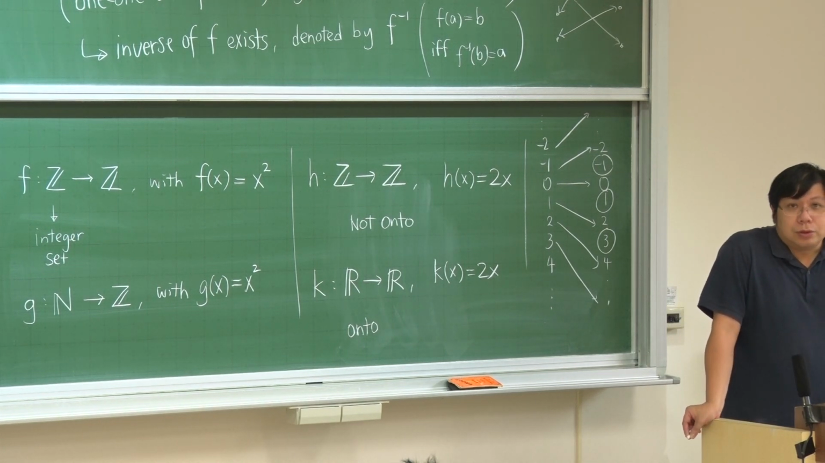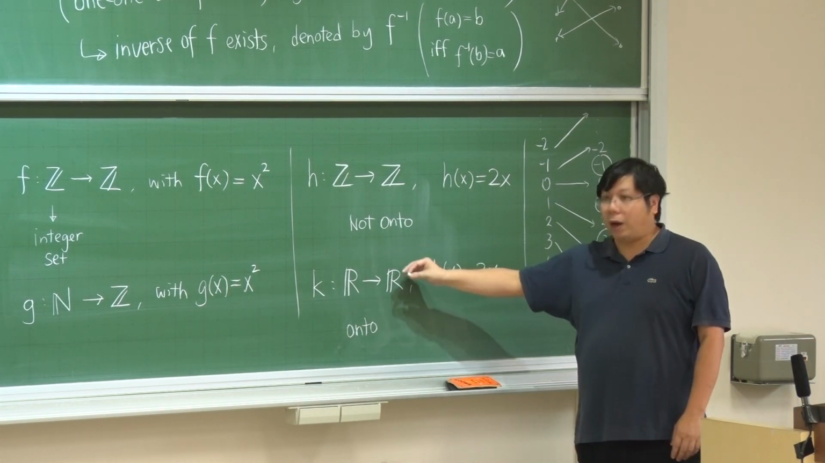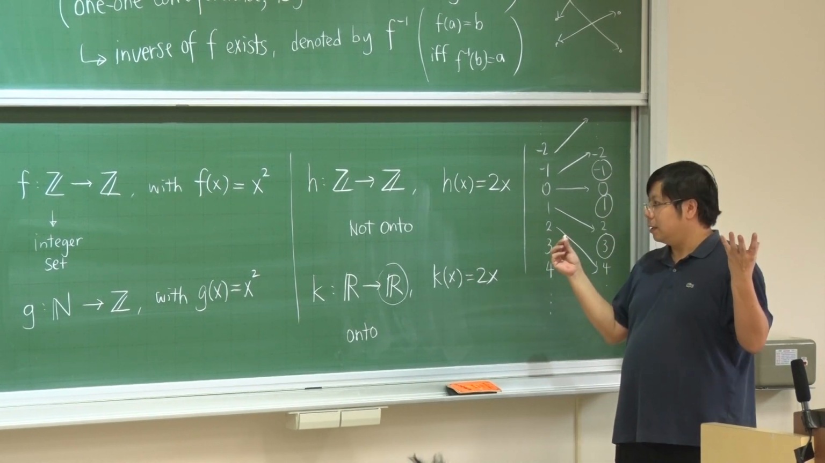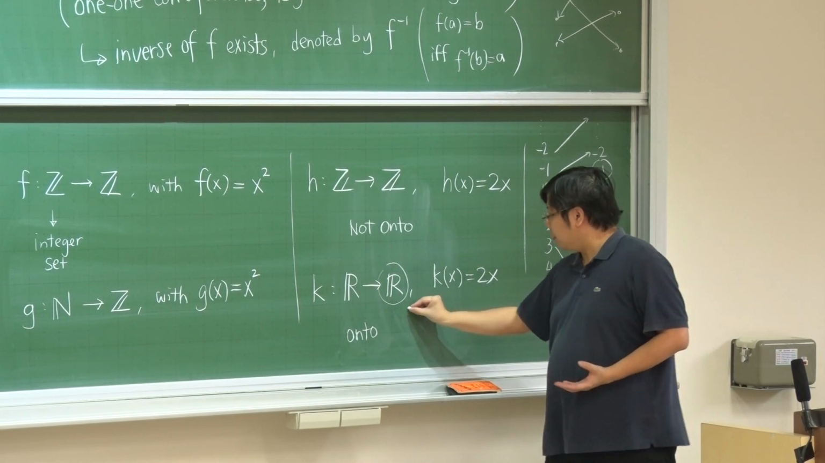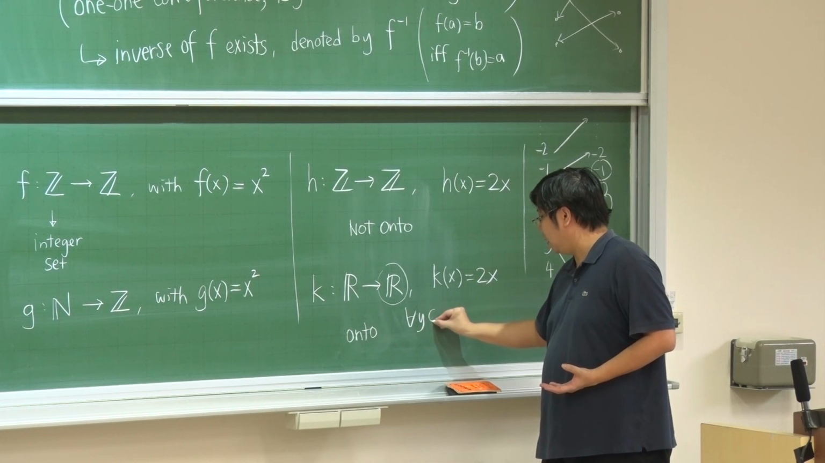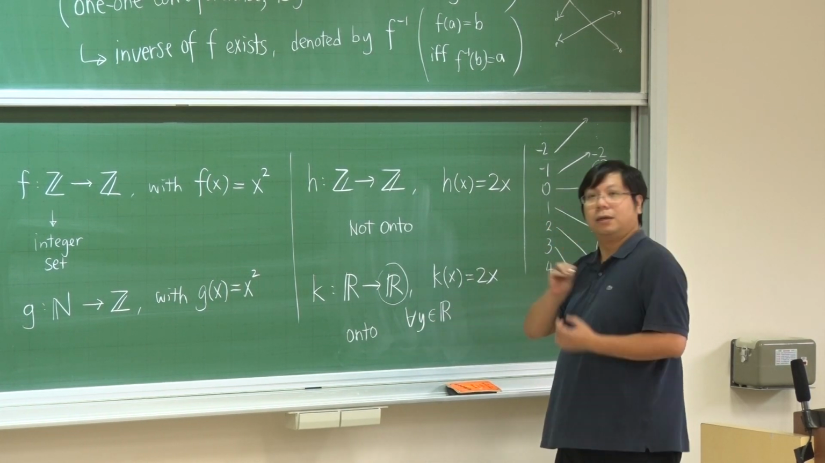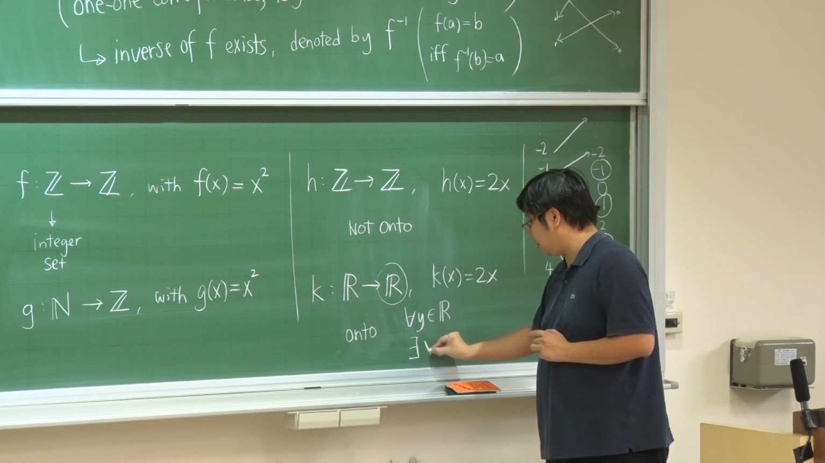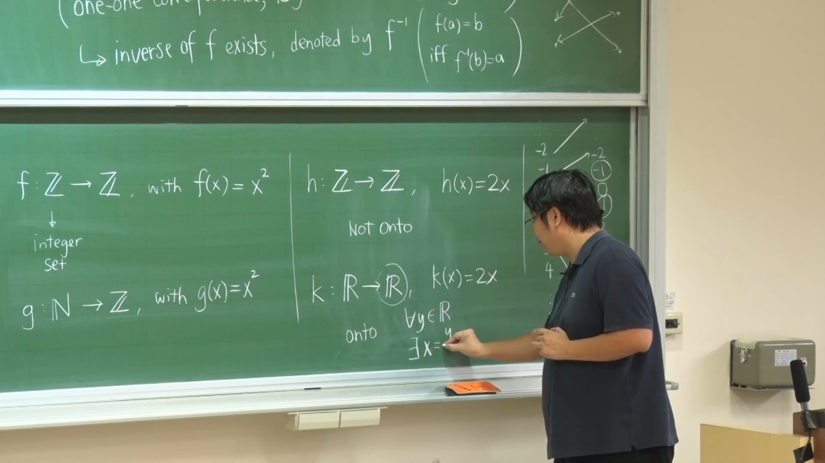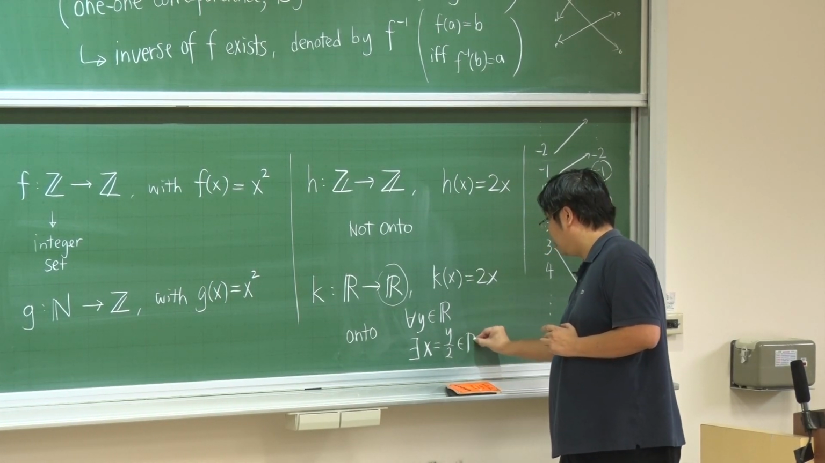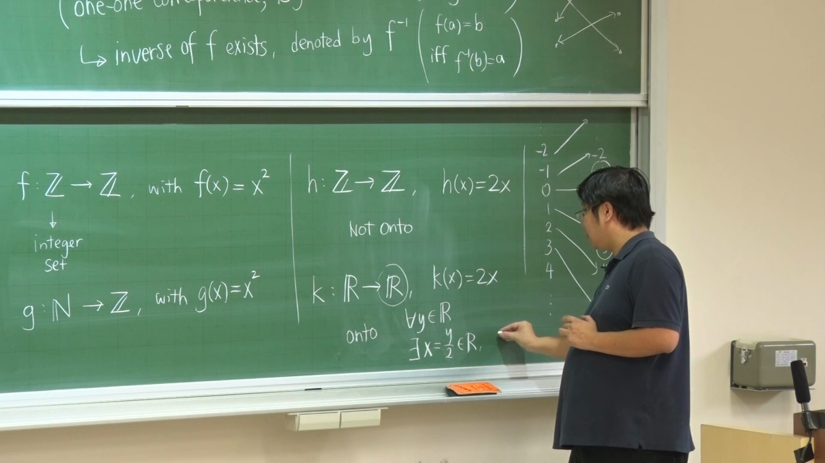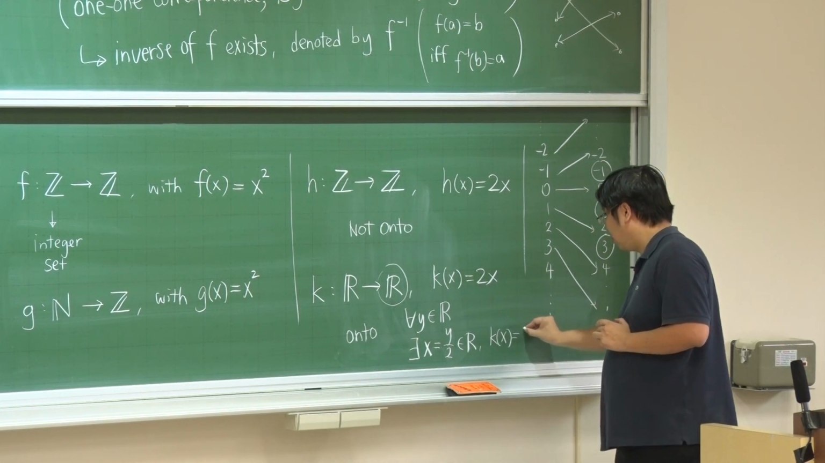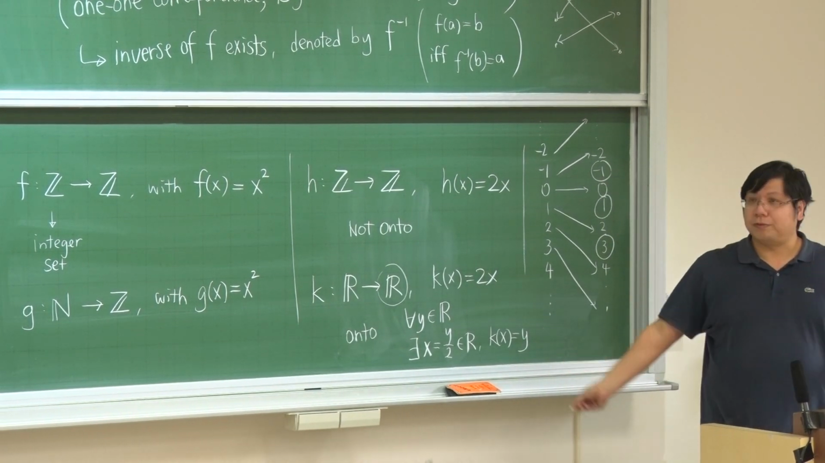To show that it is onto, we need to find out the reason why everything here is covered, right? Okay, so the proof is like this. For every y in R, there exists, let's say, x, which is equal to y over 2 in R, such that k of x is equal to y. Then this is the proof.